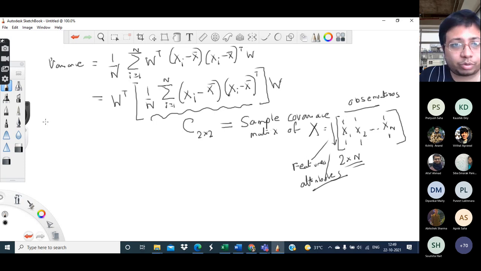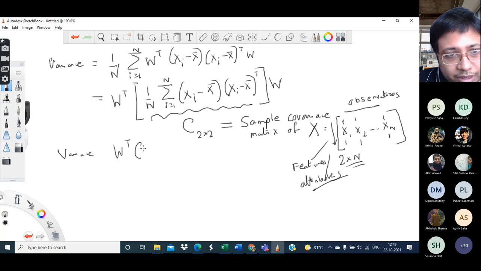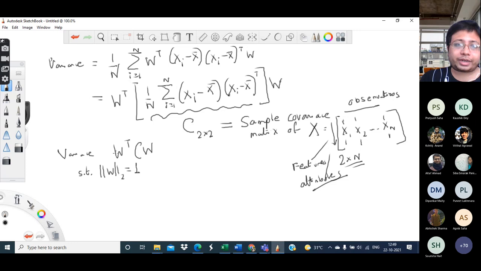Okay. So now the variance is given by W transpose C W, such that what we know about W is that it's a unitary vector, that is, its norm has to be equal to 1. This is what we know about W. And what else do I know? I want to choose W such that this variance is maximized. That's what I wanted, right?